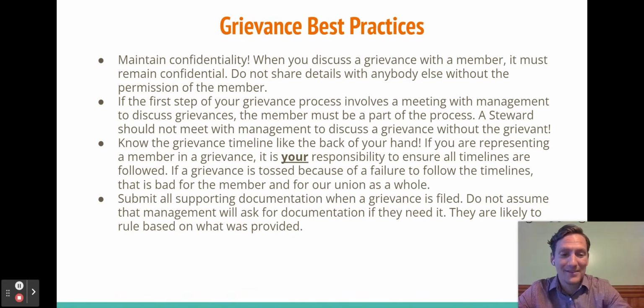If you go back to the example that I gave you and the write-up that I gave you, if the write-up was great, but they didn't submit the screenshots of the text messages, management may not even ever look at that. They may just say, okay, well, there's no real evidence here, and leave it at that. If you have good managers, they may ask for the documentation, but they might not. So that's why it's incumbent on us to submit everything when it gets filed.